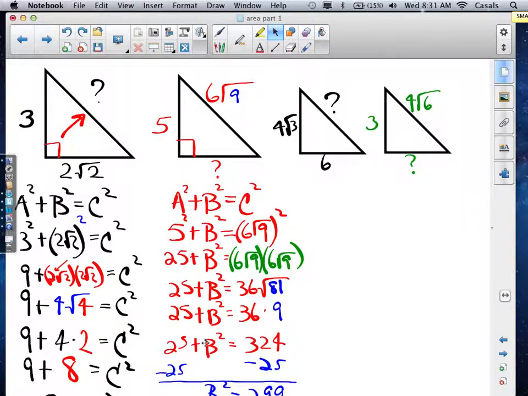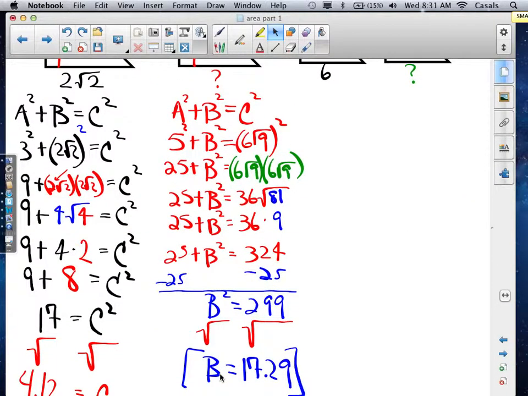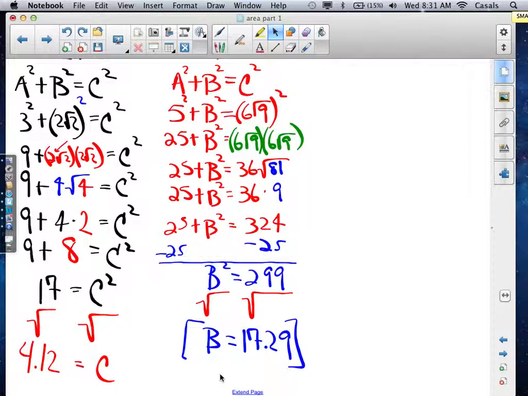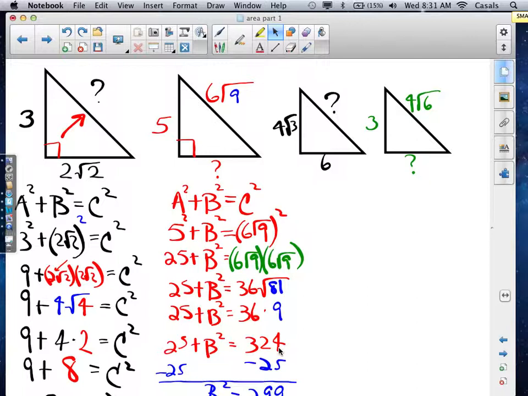And of course, I'm trying to solve for b, so now you know what I'm going to do here. I'm going to subtract 25 from both sides. B squared is equal to 299. I don't want b squared, I want b. So I'm just going to take the square root, and the square root of b squared is b. The square root of 299 is 17.29. So the length of that third leg right here is 17.29.